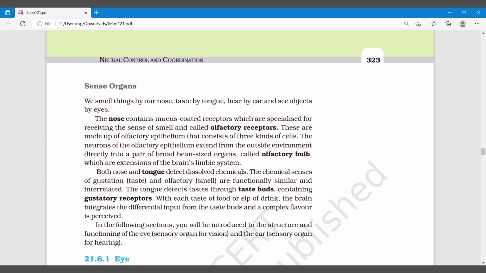Sense organs. We smell things by nose, taste by tongue, hear by ear, and see objects by eyes. The nose contains mucus-coated receptors which are specialized for receiving the sense of smell and are called olfactory receptors. These are made up of olfactory epithelium that consists of three kinds of cells. The neurons of the olfactory epithelium extend from the outside environment directly into a pair of broad bean-sized organelles called olfactory bulb, which are extensions of our brain's limbic system.